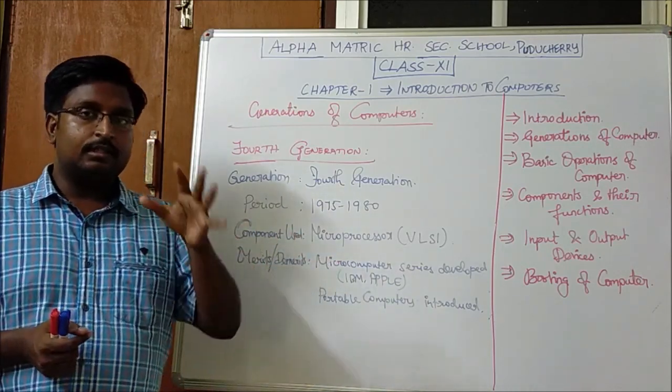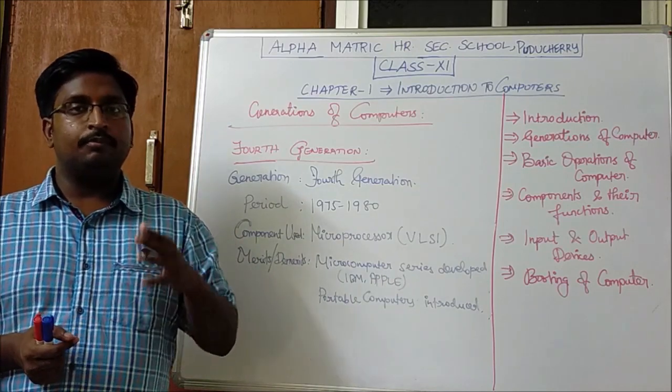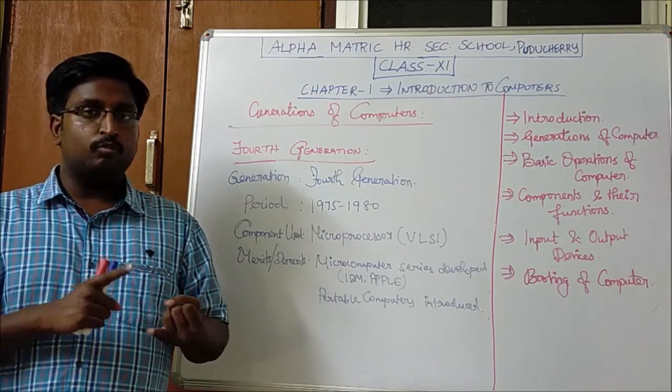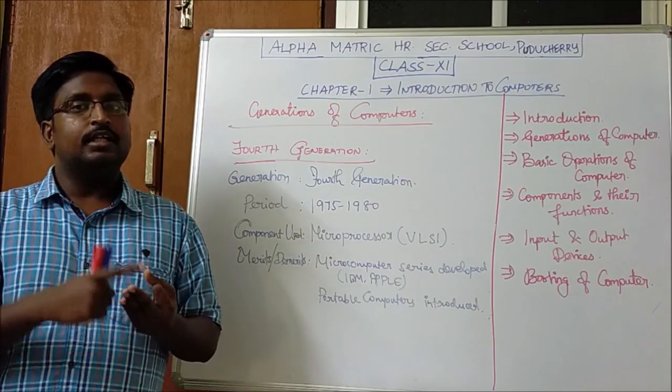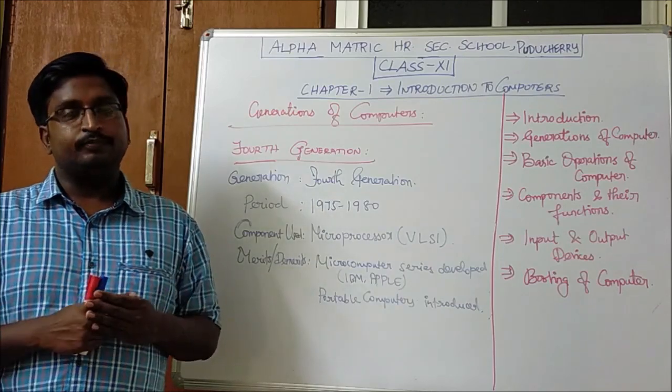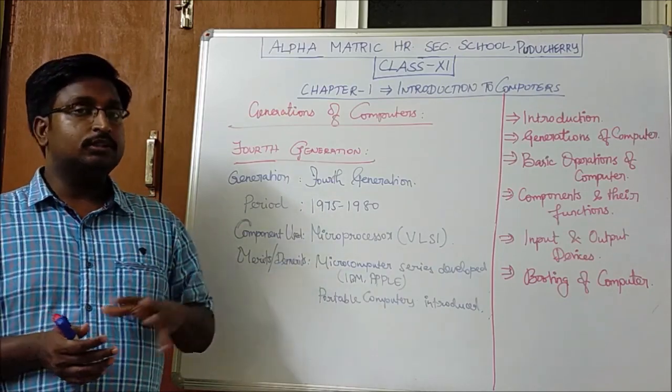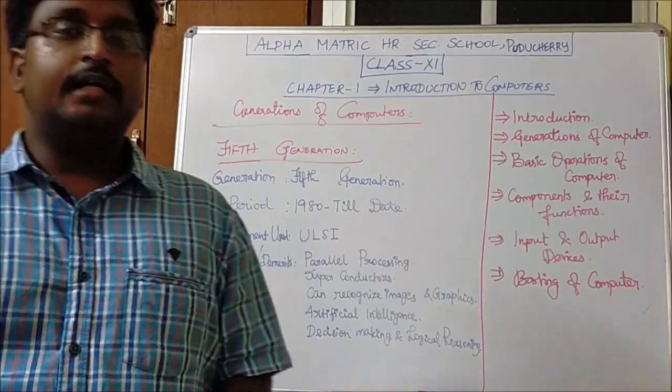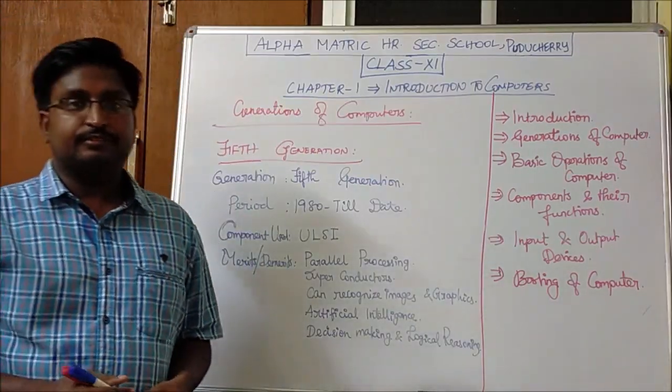Apart from this, there are three common merits. That is, computers became smaller and faster, produced less heat, and also consumed less power. So all these things come under the fourth generation. And the next is the fifth generation.